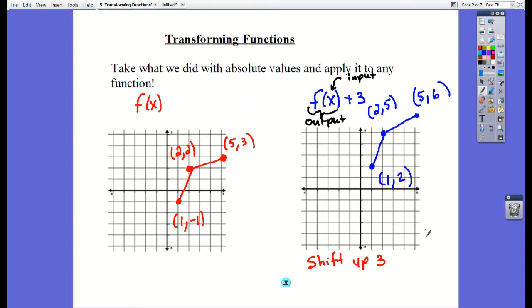This should look very similar to our absolute value because when we added something on the outside of the absolute value, what did that do to our vertex? It moved it up, right? If you added it and if you subtracted it, it moved your vertex down. This is the same idea, but we just took some general function, right? And then we're adding 3. So this is going to shift our outputs, or shift the whole thing up 3. That's it.